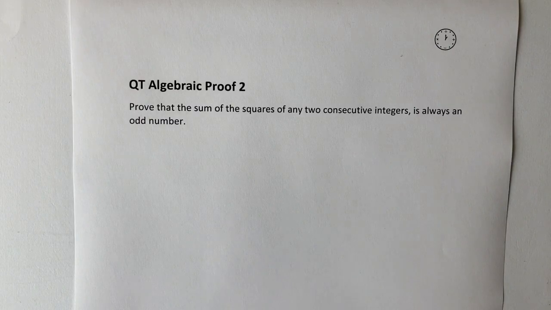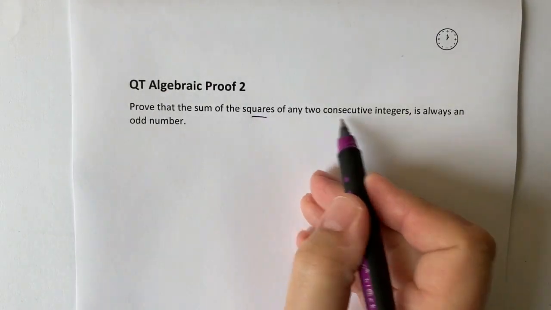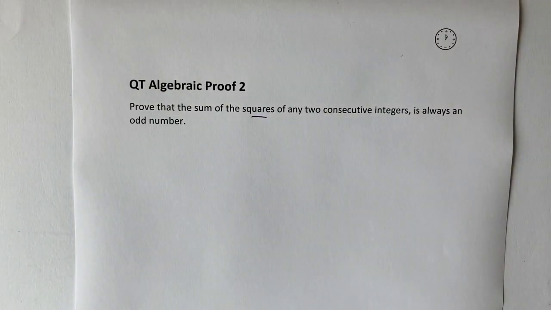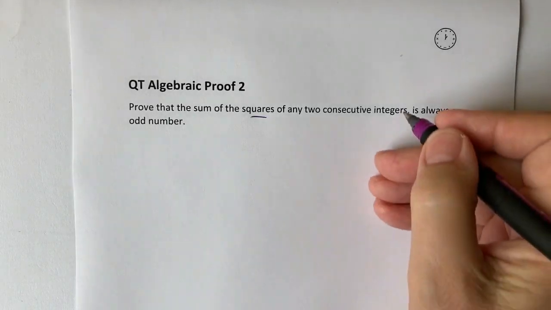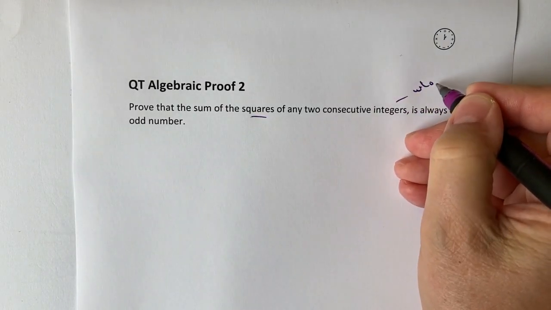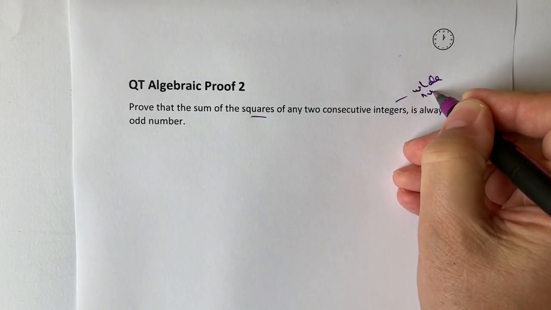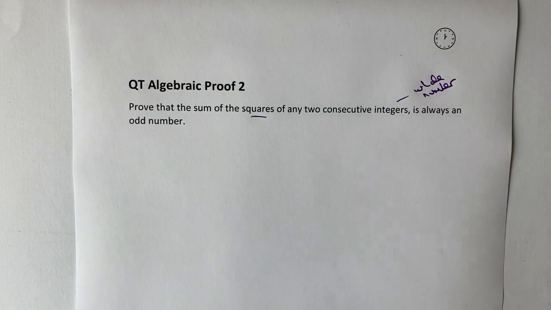One of the difficulties with these sorts of questions is really just understanding the question before you set about looking at the proof. So it says, prove that the sum of the squares of any two consecutive integers. Integers is just another maths word for whole numbers. So they're saying that the sum of the squares of any two consecutive whole numbers, so 3 and 4 or 8 and 9, is always an odd number. So let's prove that algebraically.